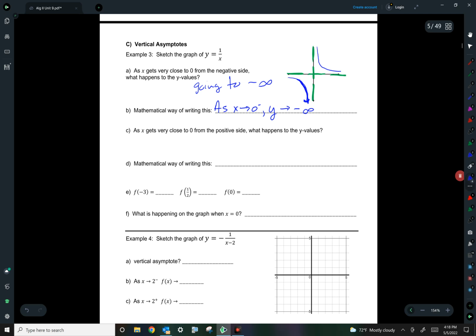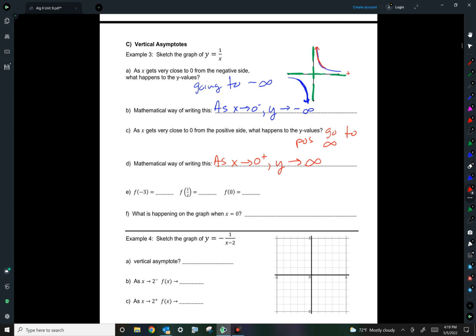Well, looking at this graph, as x gets very close to 0 from the positive side, so here's where x is positive, right? As this graph goes towards 0 from this direction, what happens to the y values? Don't they shoot up to positive infinity? So the mathematical way of saying that is as x goes towards 0 from the right, meaning from the positive side, the y's go toward positive infinity. Again, just some math shorthand for saying what's happening around that vertical asymptote.